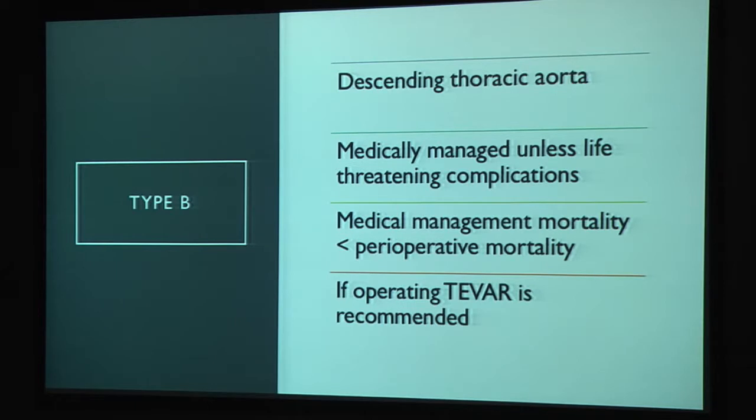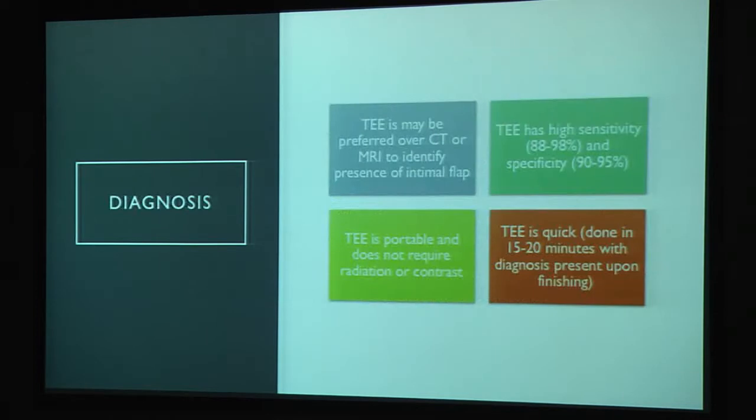Type B is limited to the descending aorta. It's usually medically managed unless life-threatening complications are occurring. And this is because medical management mortality typically has been shown to be less than surgical mortality. So these patients typically do better just with medical management unless there are some of these other complications occurring. If they do operate, very commonly this is done by a TEVAR. And you heard previously about some of the uses of the TEVAR procedures as well.